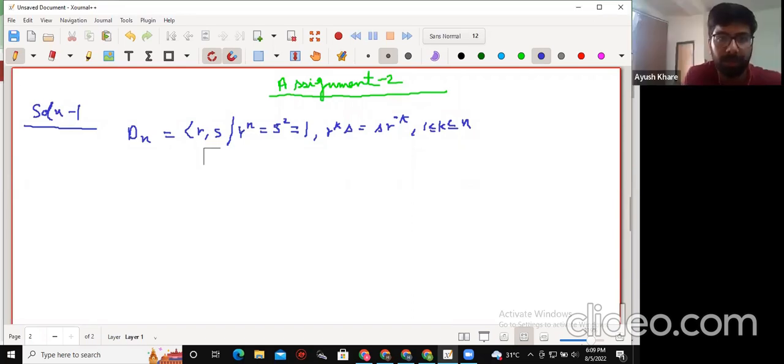Or you can also write it like this, that it contains elements of the form r^i s^j such that r^n equals s^2 equals 1, with i, j, k running from 1 to n. So this is a presentation for Dn, or in fact we have written all the elements of Dn, right?